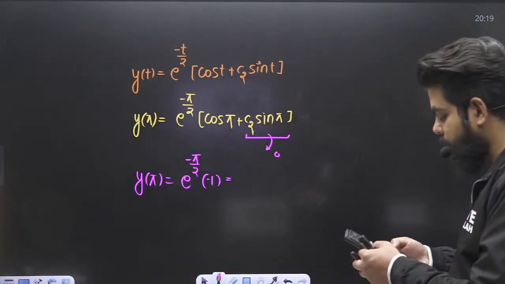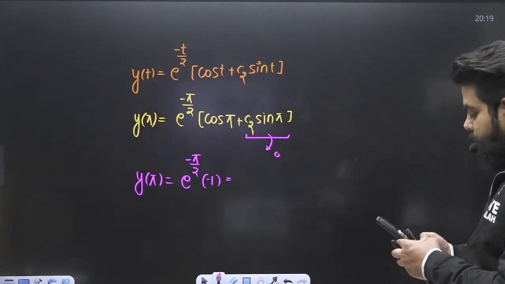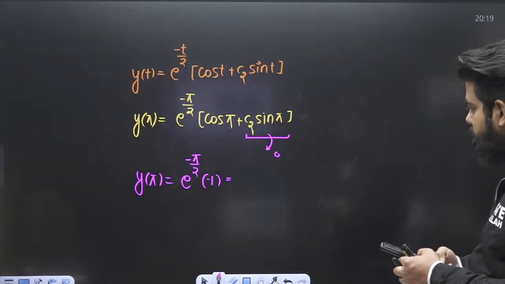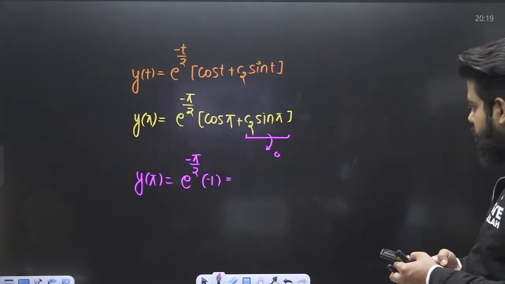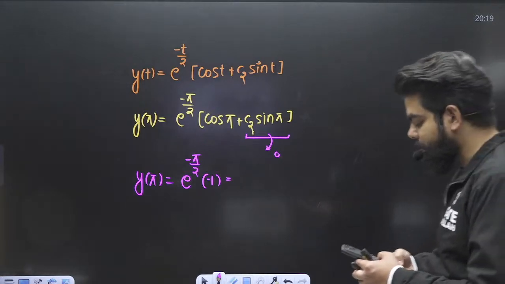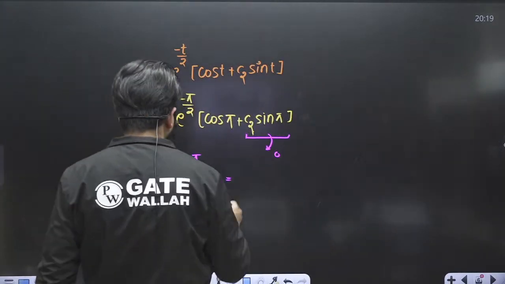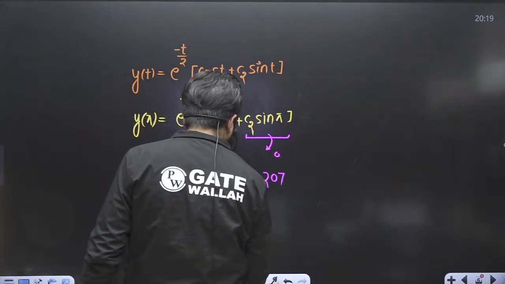Let me also calculate the value of pi divided by 2 into minus 1, exponential into minus 1. So this comes out to be minus 0.207. Minus 0.207. Okay.